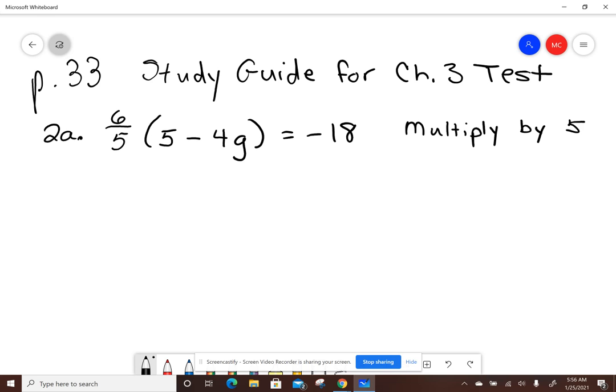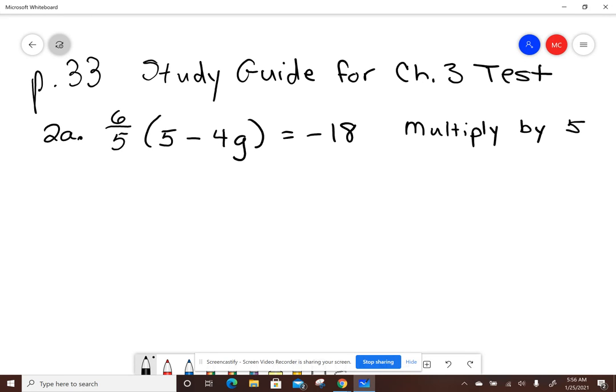Okay, so if you turn to page 33 in your chapter 3-4 packet, this is the study guide for the summative assessment. The summative assessment is just a fancy name for the chapter 3 test. So this is going to test your knowledge basically on everything you've learned so far this year, which mostly has been combining like terms, using the distributive property, and then solving equations.